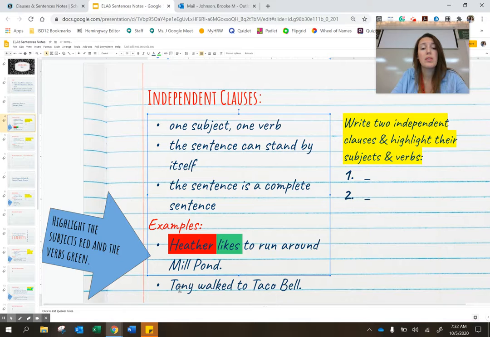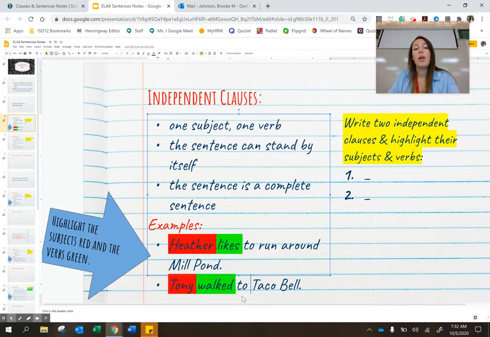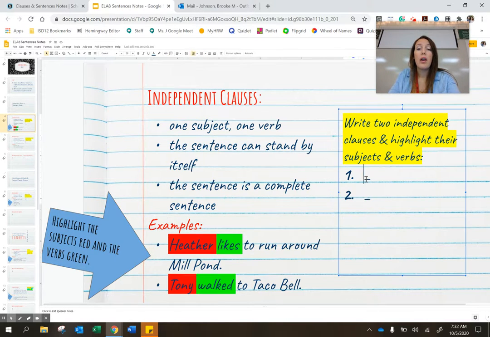And then Tony walked to Taco Bell. So Tony is the subject. And he walked. So subject and verb. So independent clauses need to have a subject and a verb. Otherwise, they're not independent clauses. So over here, write two independent clauses and highlight their subjects and verbs. So you can model your sentences after these two. Just double click and then get rid of that little underline. So write a sentence, highlight, and then write a sentence, highlight.